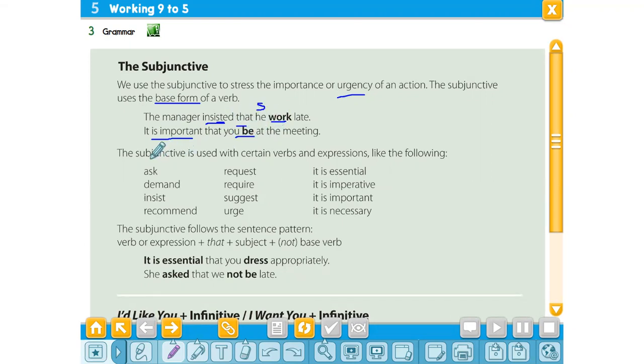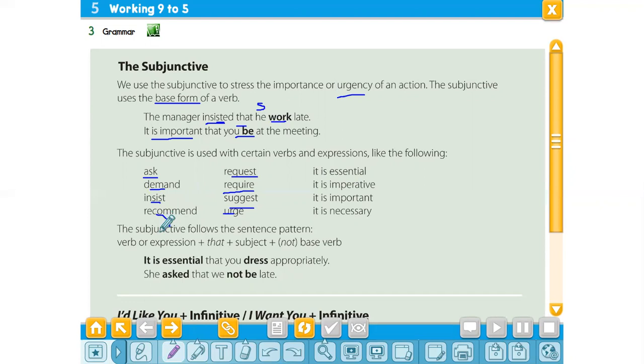Pay attention, the subjunctive is used with certain verbs and expressions. Okay, you must underline and keep in mind. Ask, demand, insist, recommend, request, require, suggest, argue. It's essential, it's important, it's imperative, it's necessary. Okay, these are subjunctive expressions and verbs.